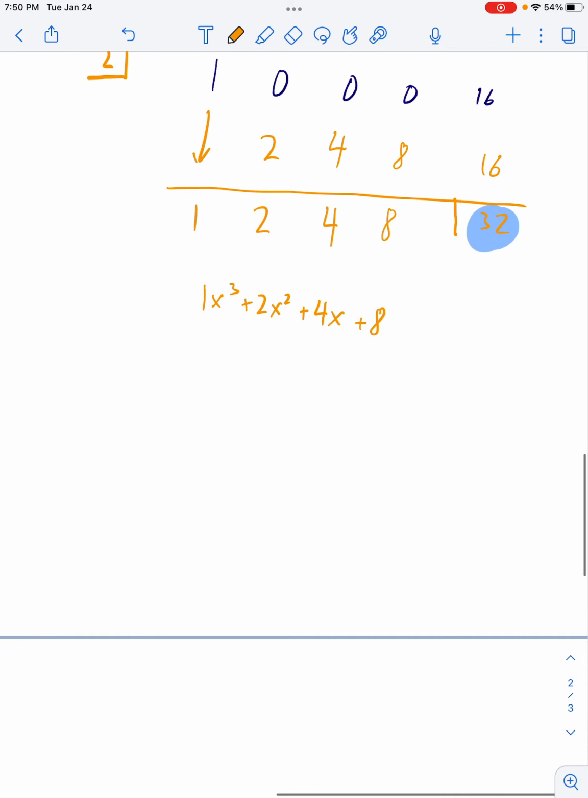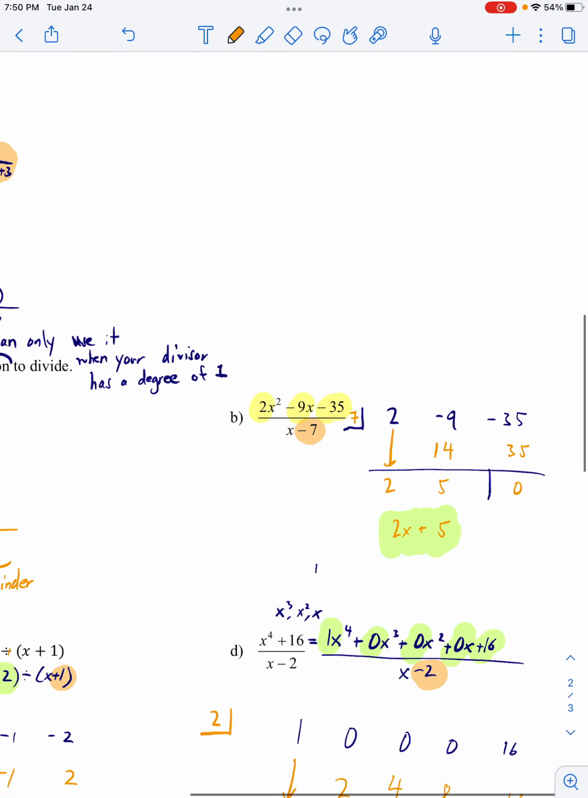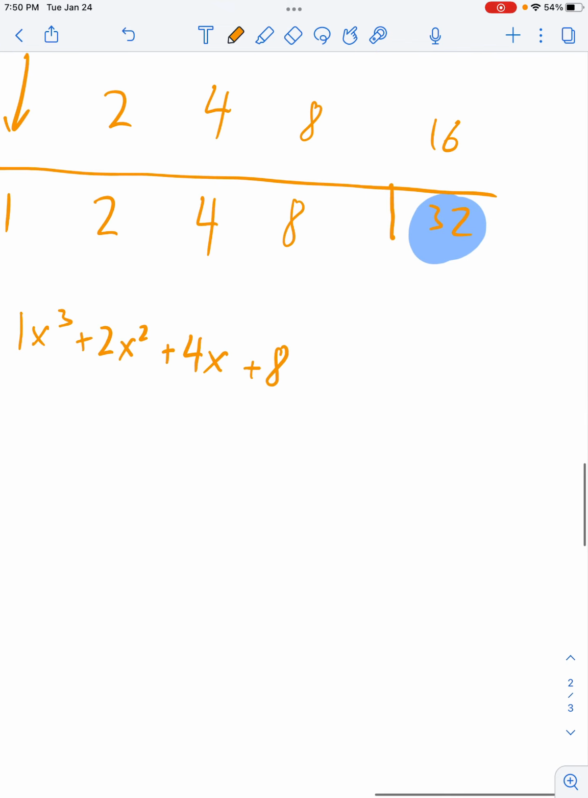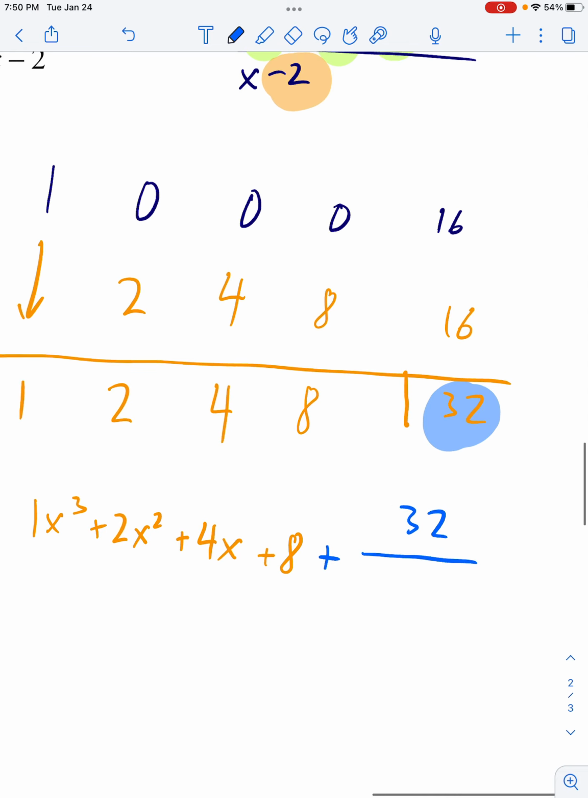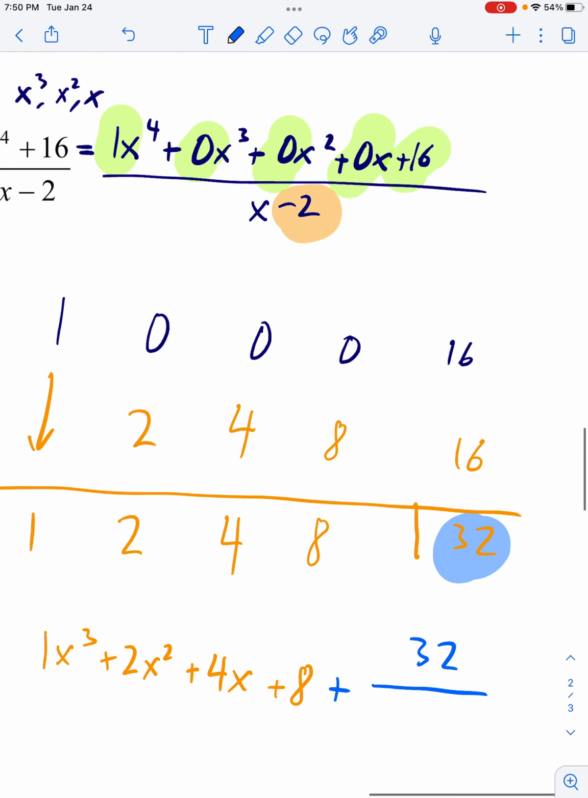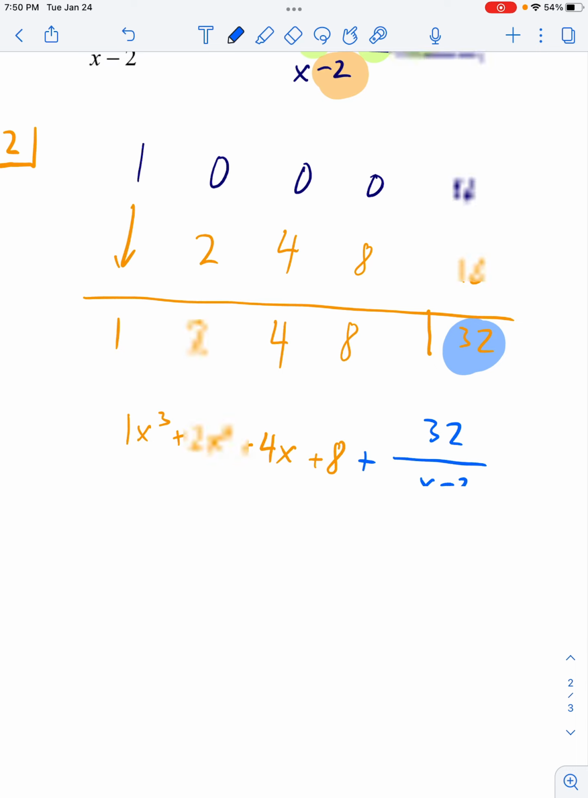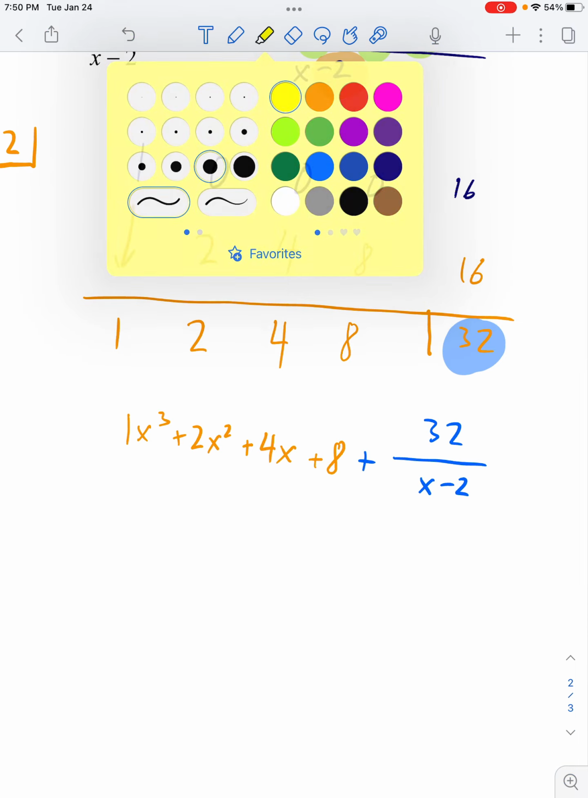And then we deal with the remainder the exact same way we did in the long division. We're going to write the remainder as a fraction. The numerator of the fraction is just whatever my remainder is, so 32. The denominator is whatever I was dividing by. So I was dividing by x minus 2 here, so it's plus 32 over x minus 2. Here's my answer. That's it.